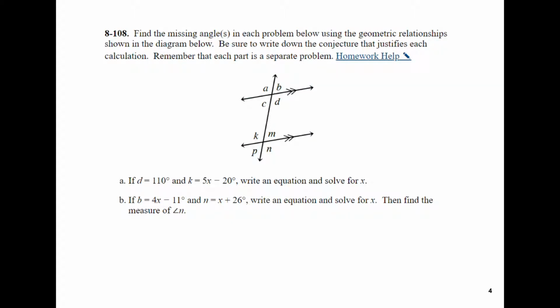8-108 says find the missing angles in each problem below using the geometric relationship shown in the figure below. Be sure to write down the conjecture that justifies each calculation. Remember that each part is a separate problem. So let's look at part A first.